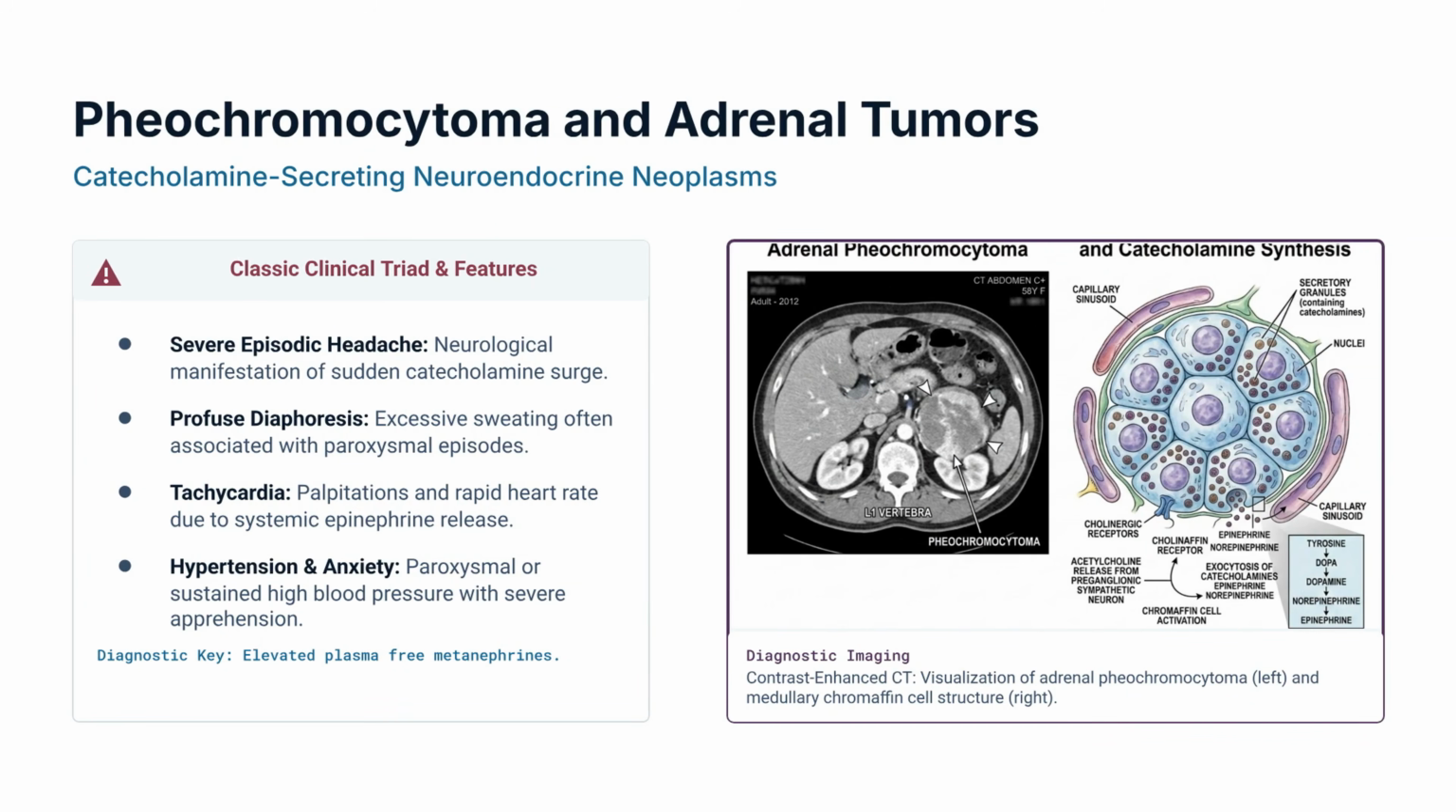Pheochromocytoma is a catecholamine-secreting neuroendocrine neoplasm. The classic triad includes severe episodic headache, profuse diaphoresis, and tachycardia. Hypertension and anxiety are also prominent. The diagnostic key is elevated plasma-free metanephrines. Imaging reveals the adrenal mass, and other tumors include benign adenomas and aggressive cortical carcinomas.